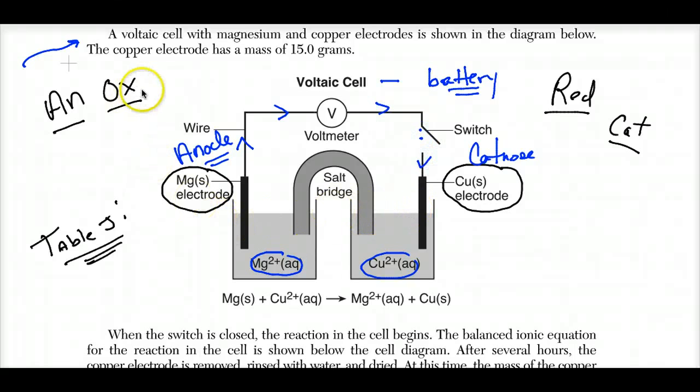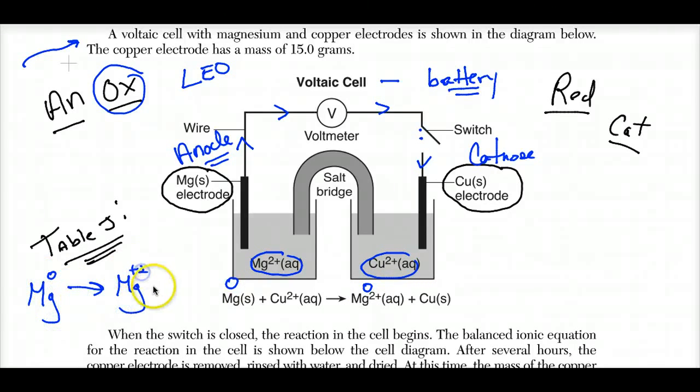Now, why? Well, oxidation, you guys should know, is a loss of electrons. Leo the lion. So magnesium, 0 goes to Mg plus 2, right? The half reaction: Mg0 goes to Mg plus 2, plus 2 electrons. How do I know it's 2 electrons? Because a negative 2 and a plus 2 gives me 0 on both sides.